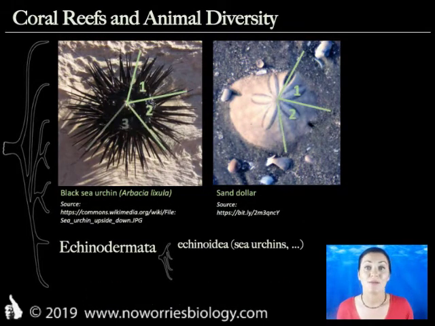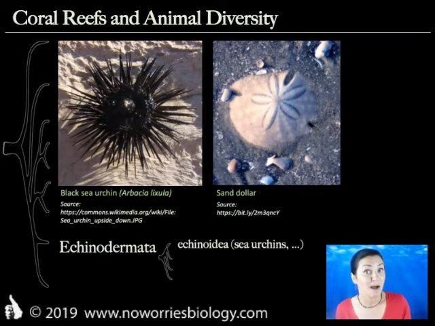1, 2, 3, 4, 5. By the way, this black sea urchin in this picture is lying upside down. So you can see its mouth in the middle of its body, which is usually located underneath and therefore not visible.